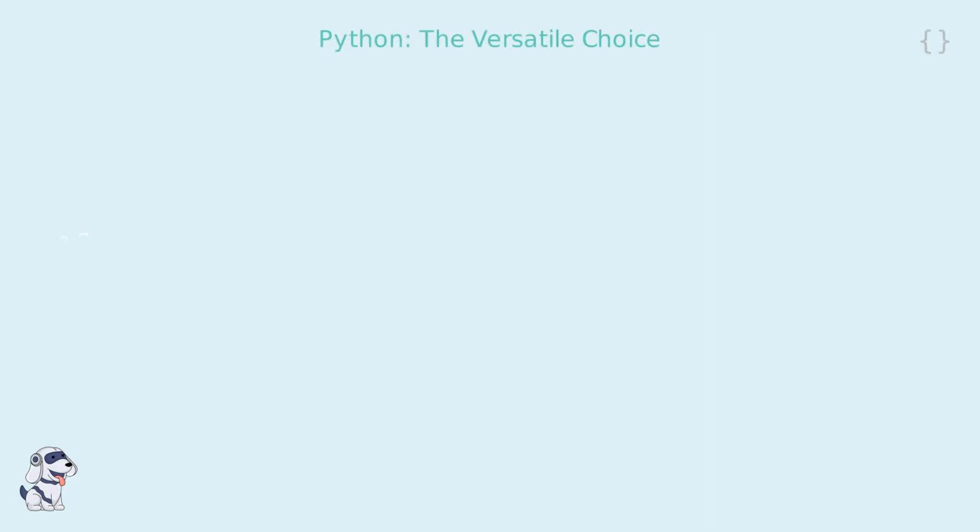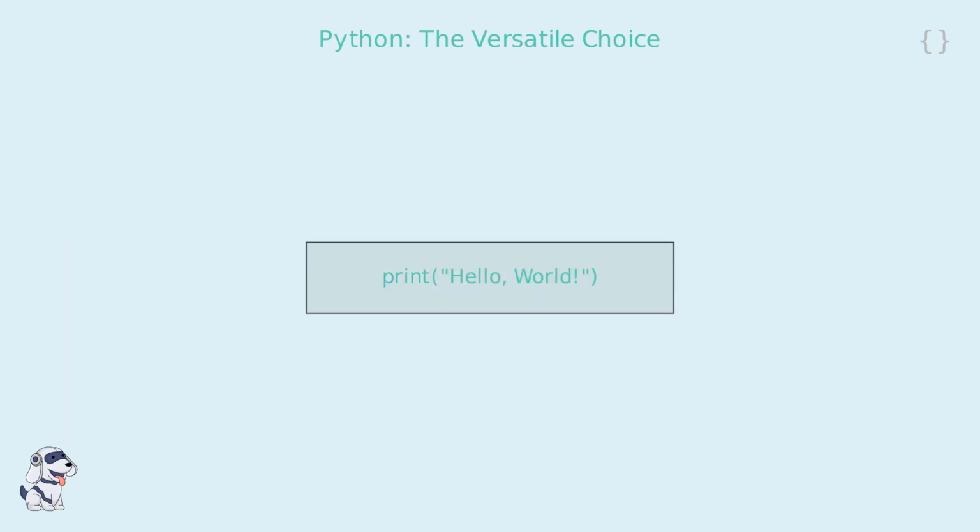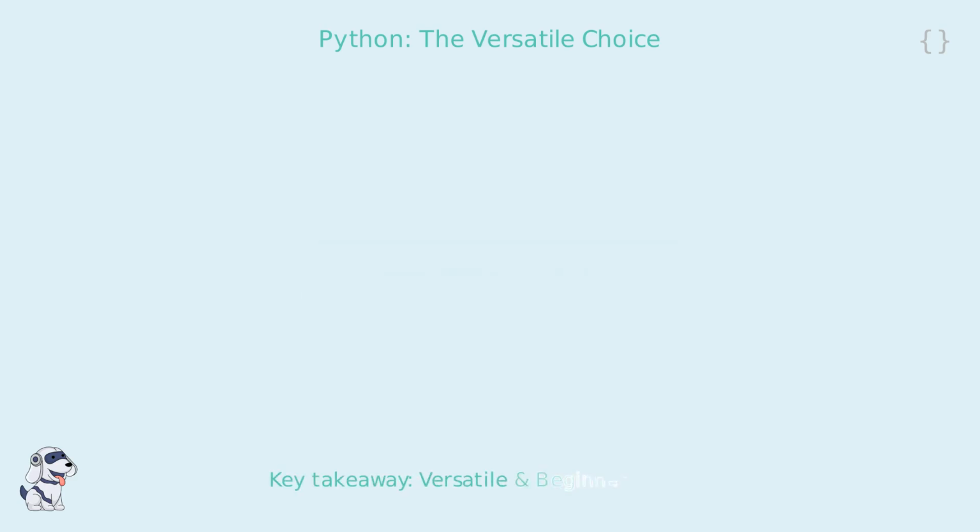Python's clear syntax and vast ecosystem make it suitable for learners and experts alike. Here is a classic Python code: clear syntax, a rich standard library, strong community support, and versatility in web development, data science, and artificial intelligence.